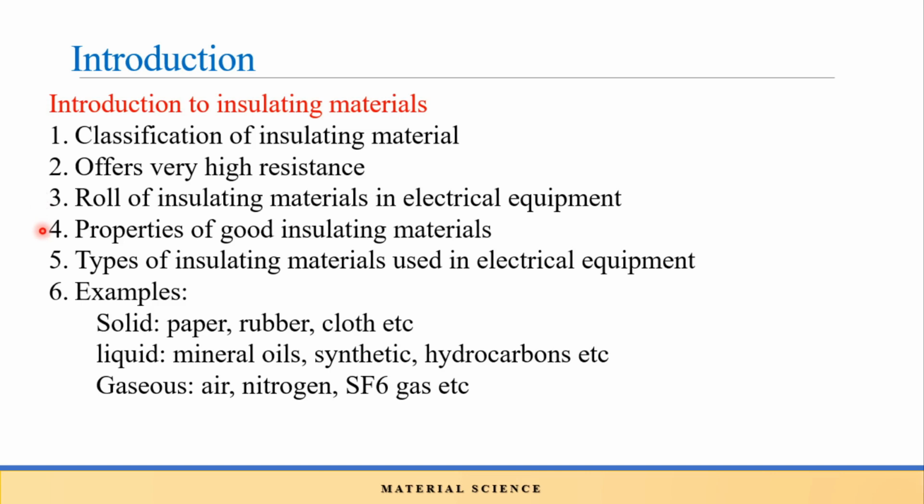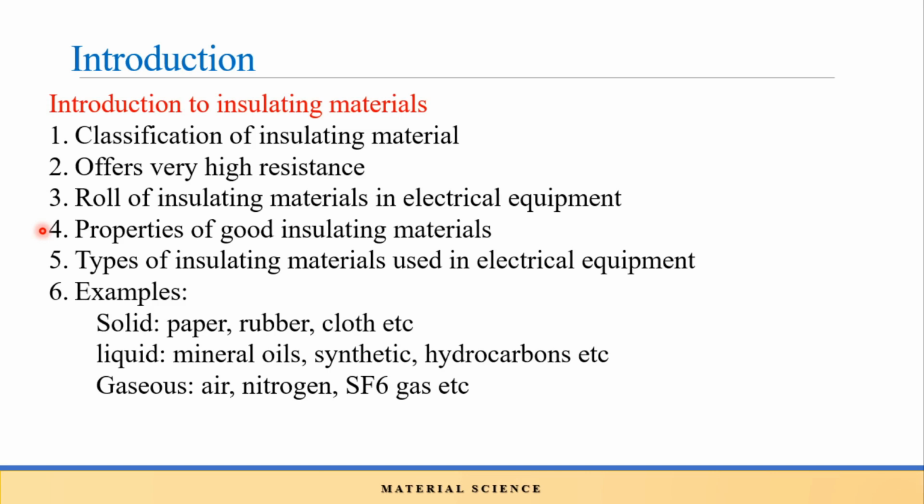So what will be the properties of good insulating materials? You can talk in different terms, or you can explain the different properties of a good insulating material. Some properties I will say here: an ideal or good insulating material should have high insulation resistance. Again, it should have high mechanical strength, less dissipation factor, good dielectric strength, and high thermal conductivity. So these are some properties of a good insulating material.